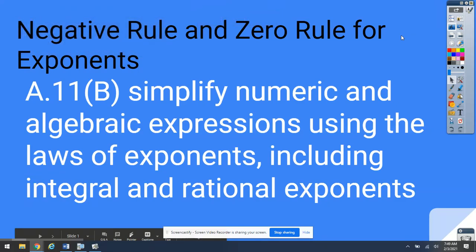All right, so for today's lesson, what we're going to go over are the last two rules of our exponents, and that is the negative rule and the zero rule. And our concept objective is 11ab. We're going to simplify numeric and algebraic expressions using the laws of exponents, including integral and rational exponents.